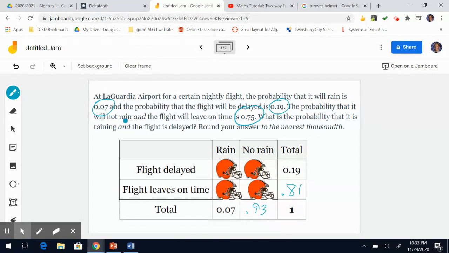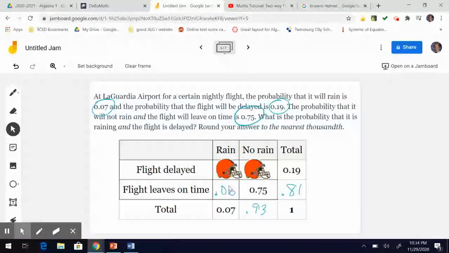The probability that it will not rain. So not rain is in this column here. So it's one of these two boxes. And it will leave on time. Leaves on time, no rain right there. So we're going to remove this box and get 0.75. And now how do we get this box? This box plus 0.75 gets you 0.81. Let's just subtract 0.75 from 0.81 and we get 0.06.